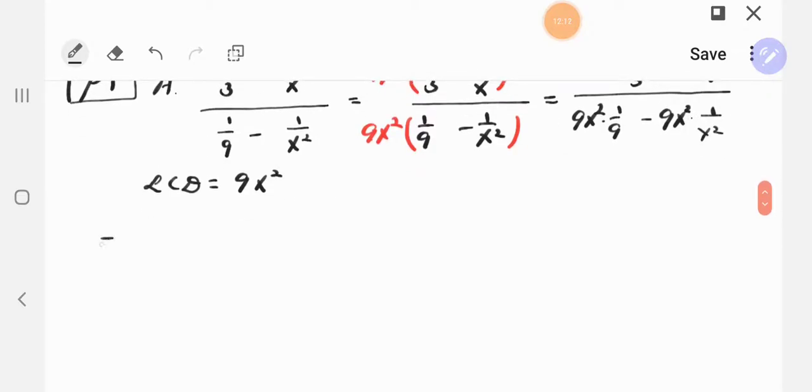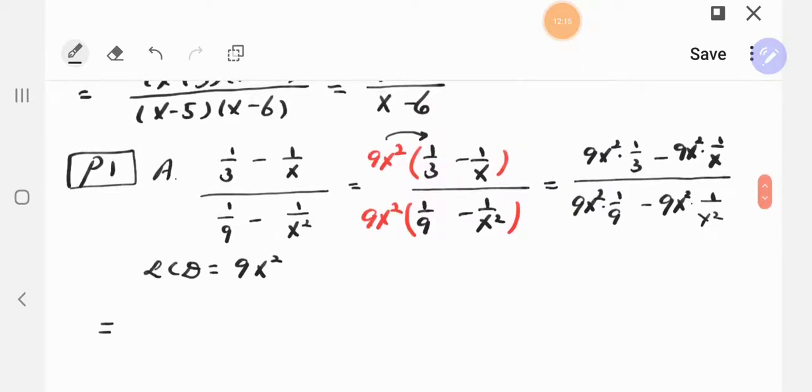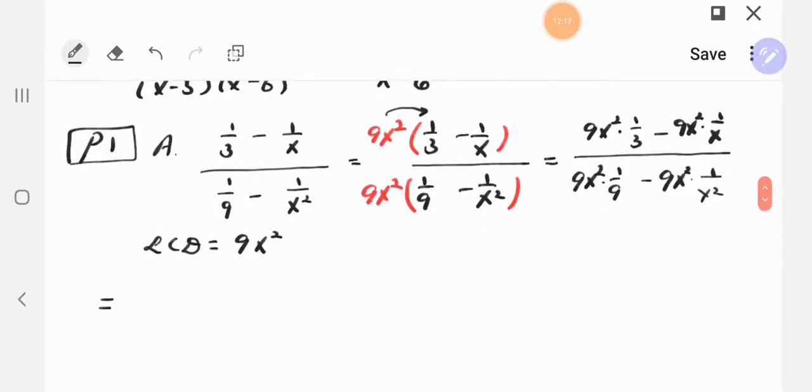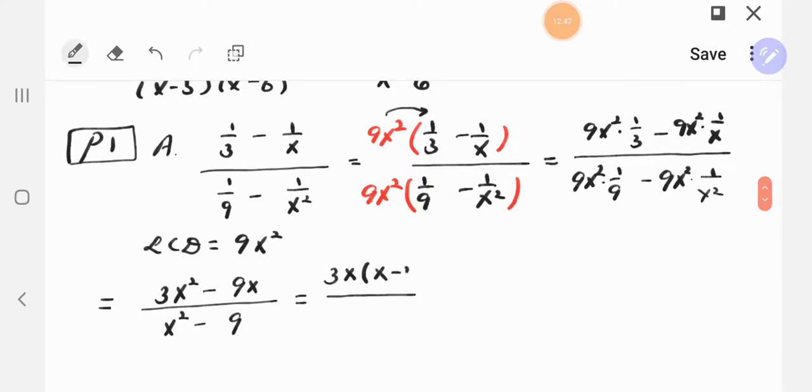So this is equal to the first term in the numerator, 3 cancels out, so 3x squared minus, 1x cancels out, so 9x over the first term in the denominator, cancel out 9, so we have x squared minus x squared cancels out, so we have 9. So we have removed all the denominators from this fraction, and then let's simplify this fraction. So factor the numerator, factor out 3x, then x minus 3.